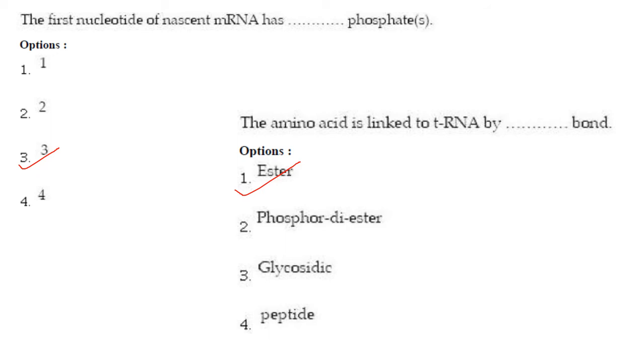Next one. The amino acid is linked to tRNA by dash bond. Option 1, ester bond, 2, phosphodiester bond, 3, glycosidic bond, 4, peptide bond. Answer is option 1.